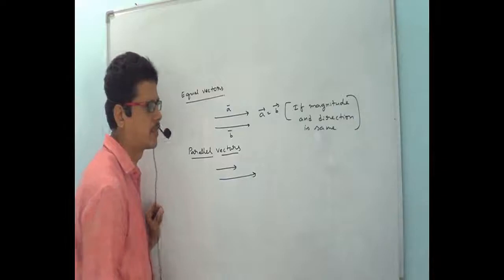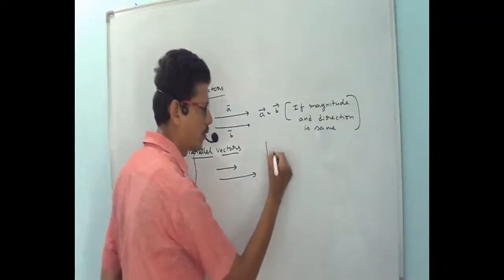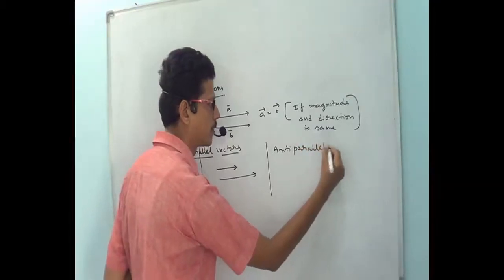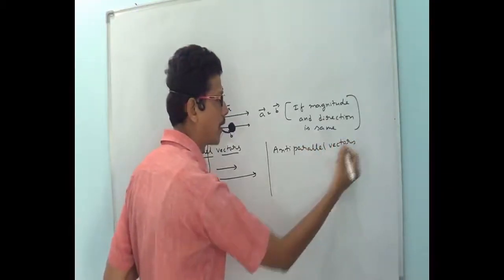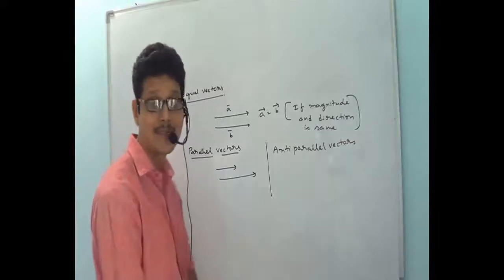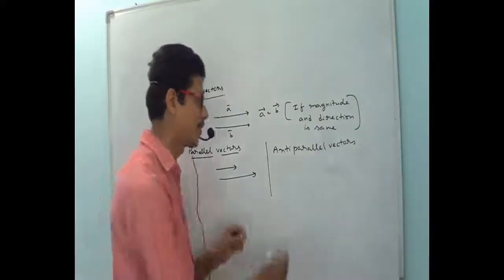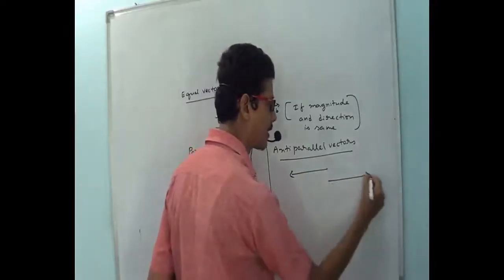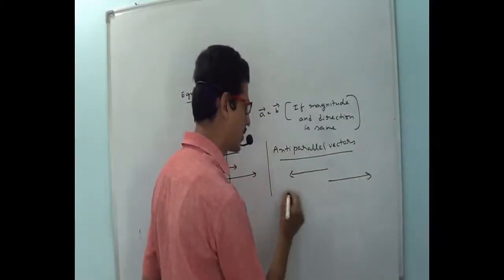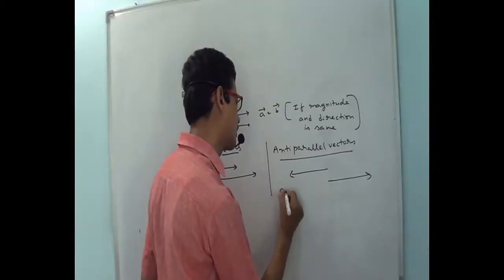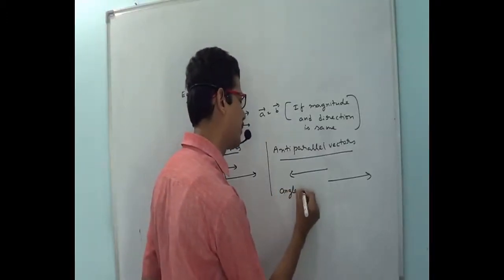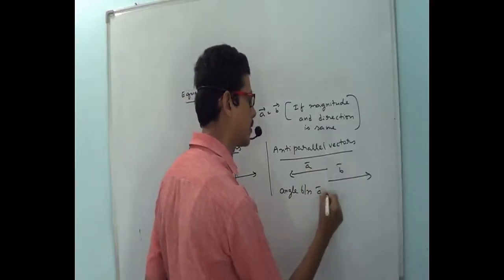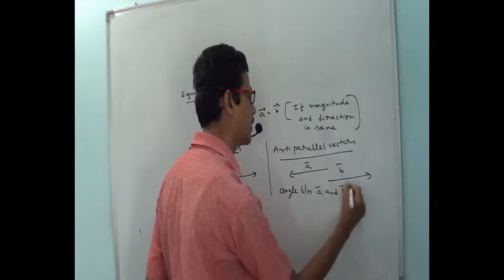Next, anti-parallel vectors, and how we will be having these anti-parallel vectors. Anti-parallel: the angle between both the vectors is 180 degrees. That means one vector is like this and another vector is like this. The angle between a bar and b bar is 180 degrees.